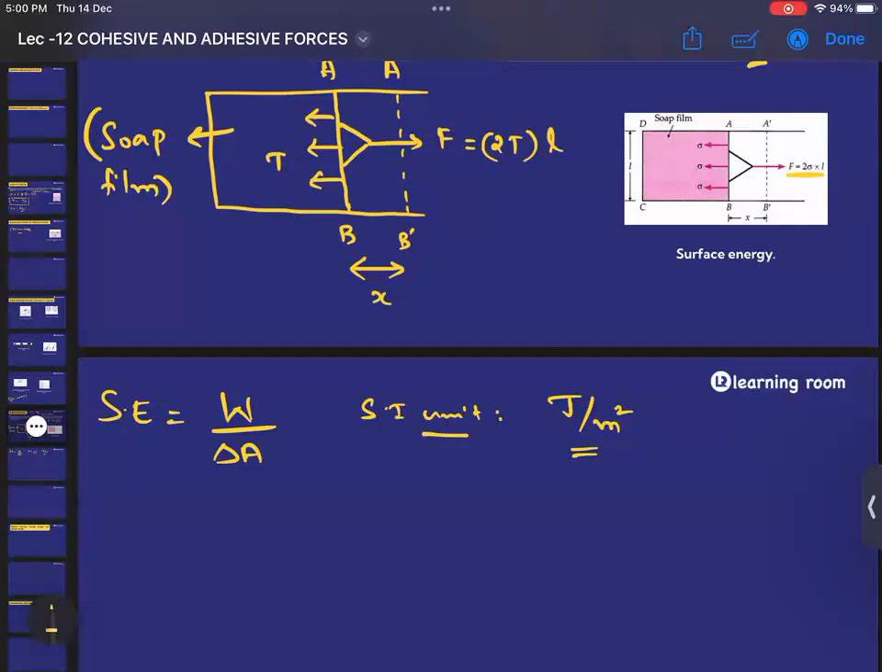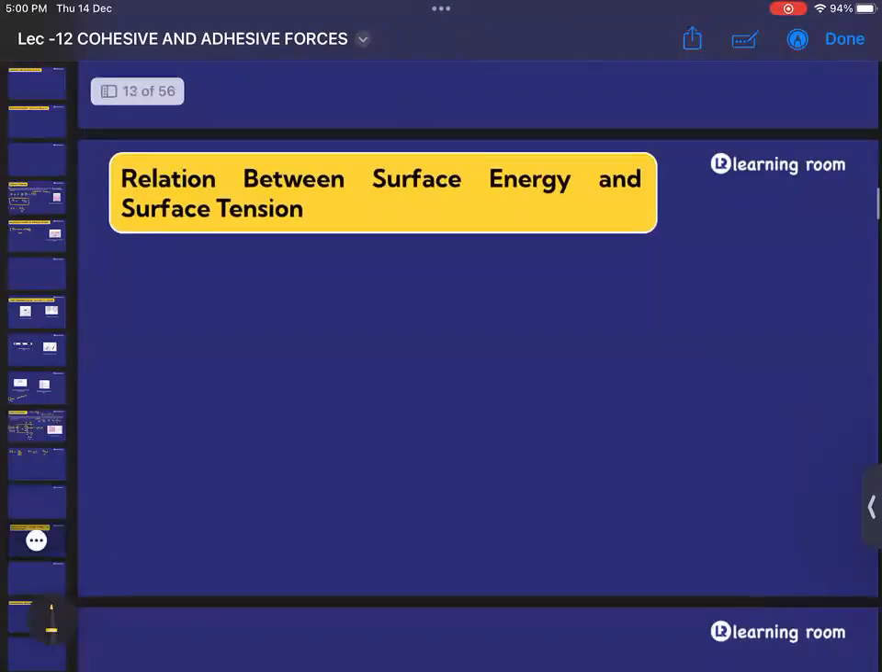So surface energy is equal to joule per meter square. Am I clear with that? So are these two basics strong in your mind? Surface tension is the amount of force per unit length, and surface energy is the amount of work done per increase in surface area. Right. Now, having said this, we will see the next important topic, that is the mathematical relation between surface energy and surface tension. This is the first derivation with respect to surface energy and surface tension.